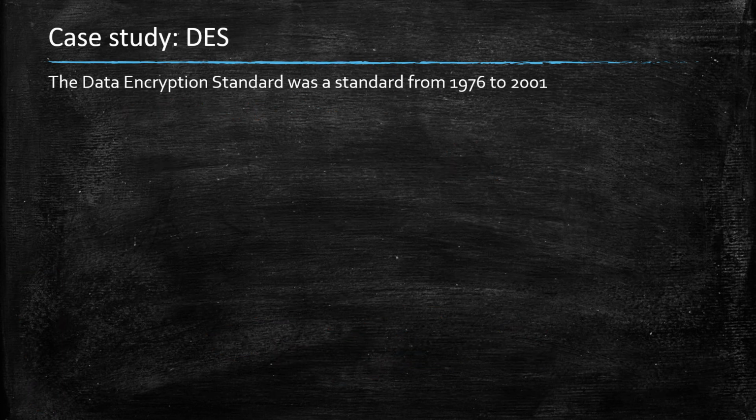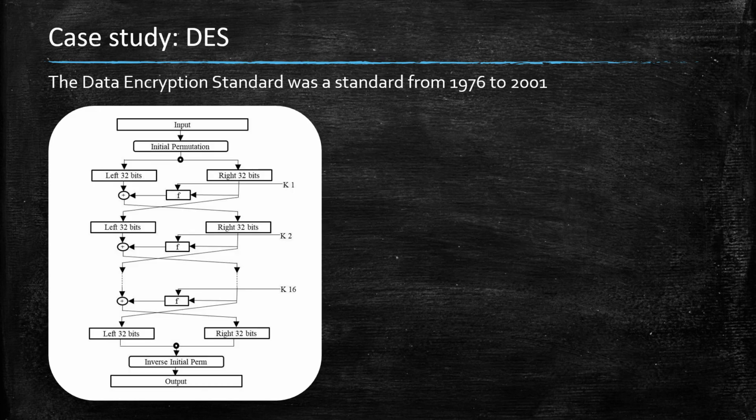So now let's see a historical example, which is the Data Encryption Standard, which was a standard from the 70s to the early 2000s. This is the design. So this time we're talking about real life ciphers, so it automatically is a lot more complicated than the toy examples that I present in this class.